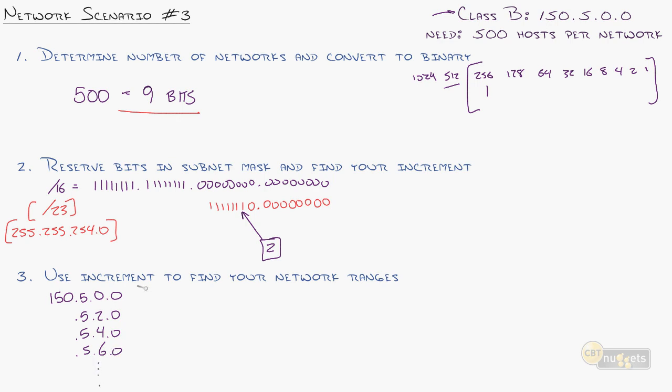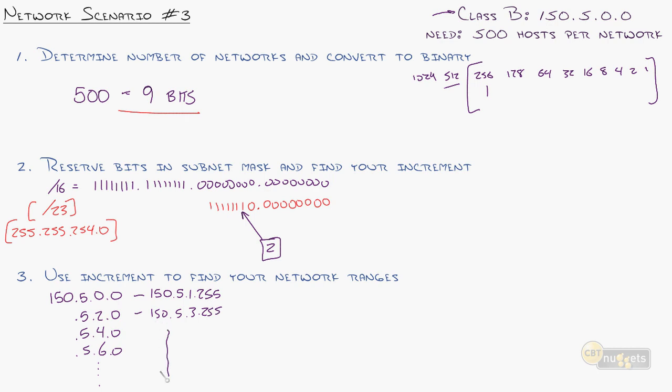Now again, same trick as the last nugget. We don't want to take this through 1.0. We want to go 150.5.1.255. Then 150.5.3.255, the last IP address before 4.0, and down and down we go.